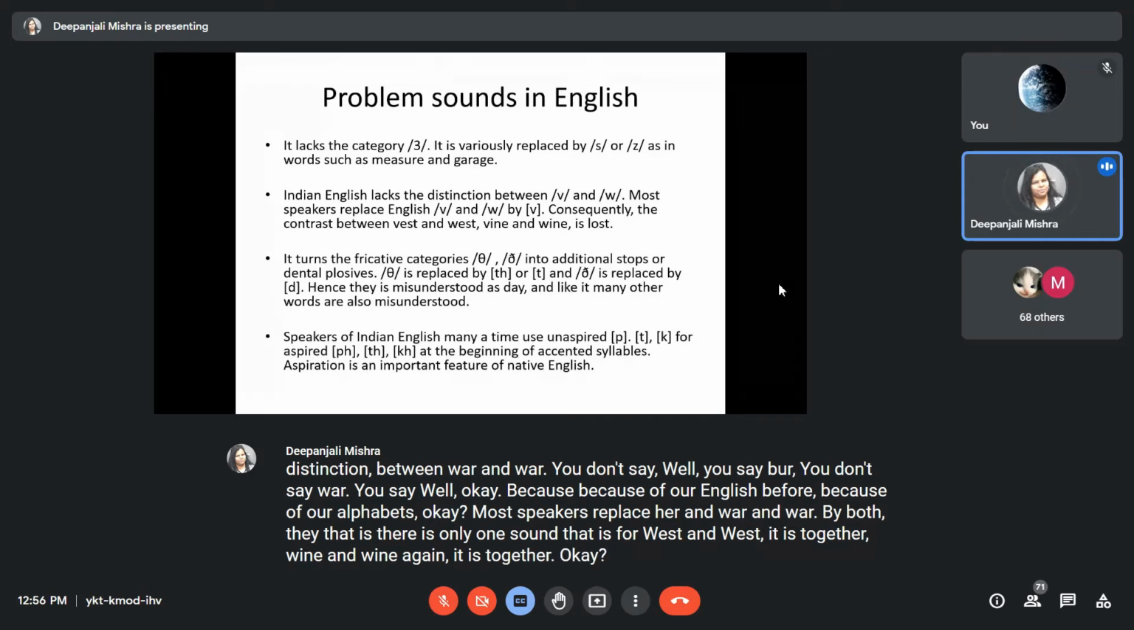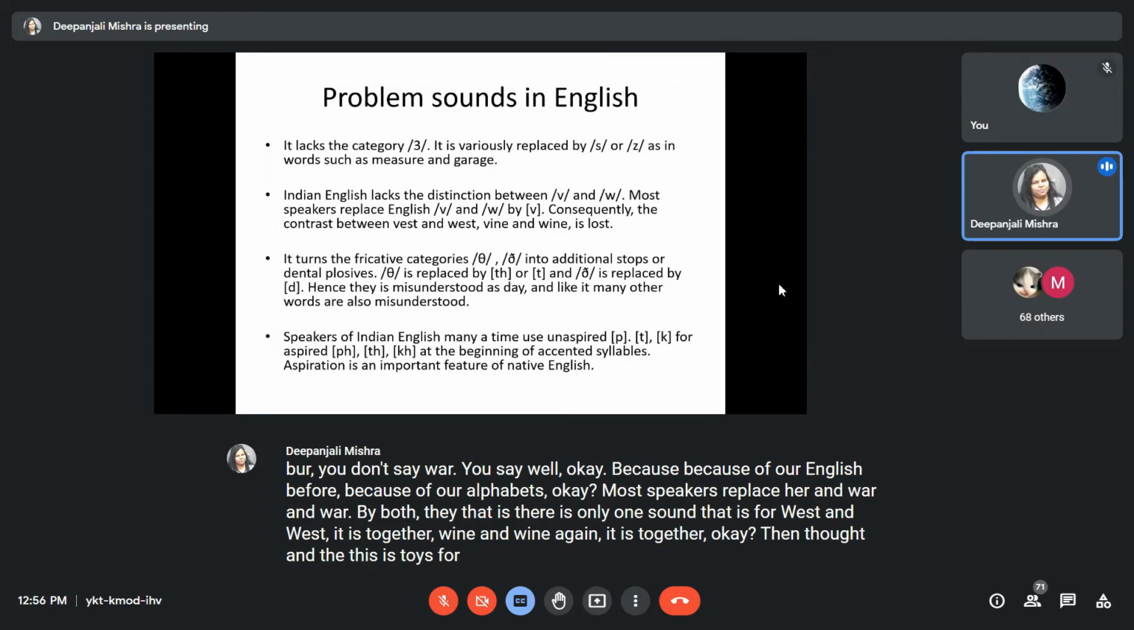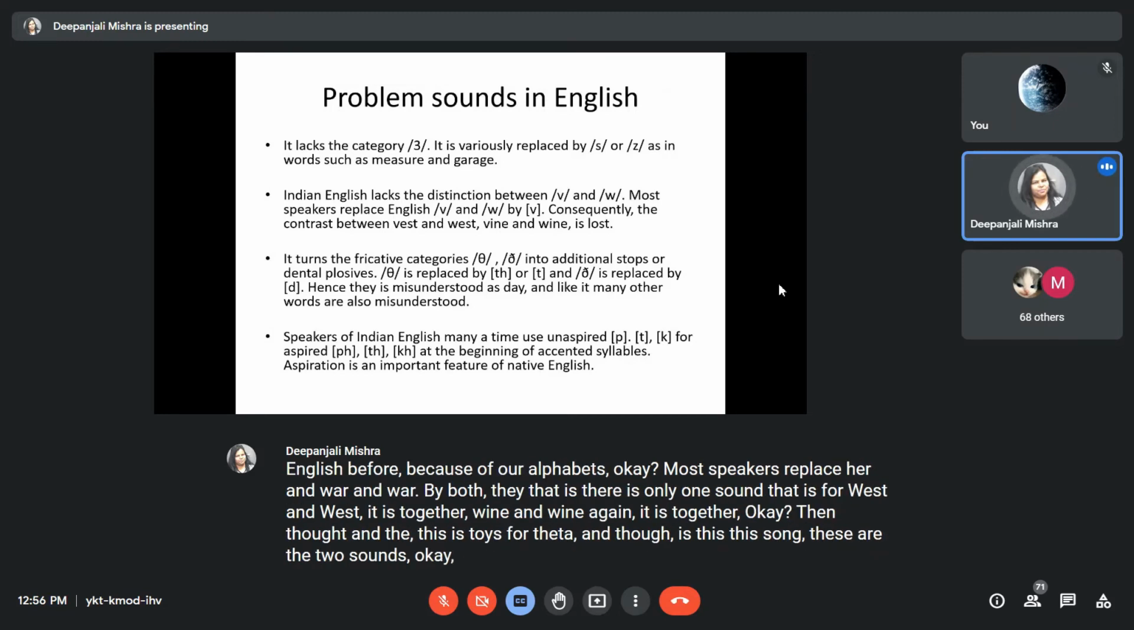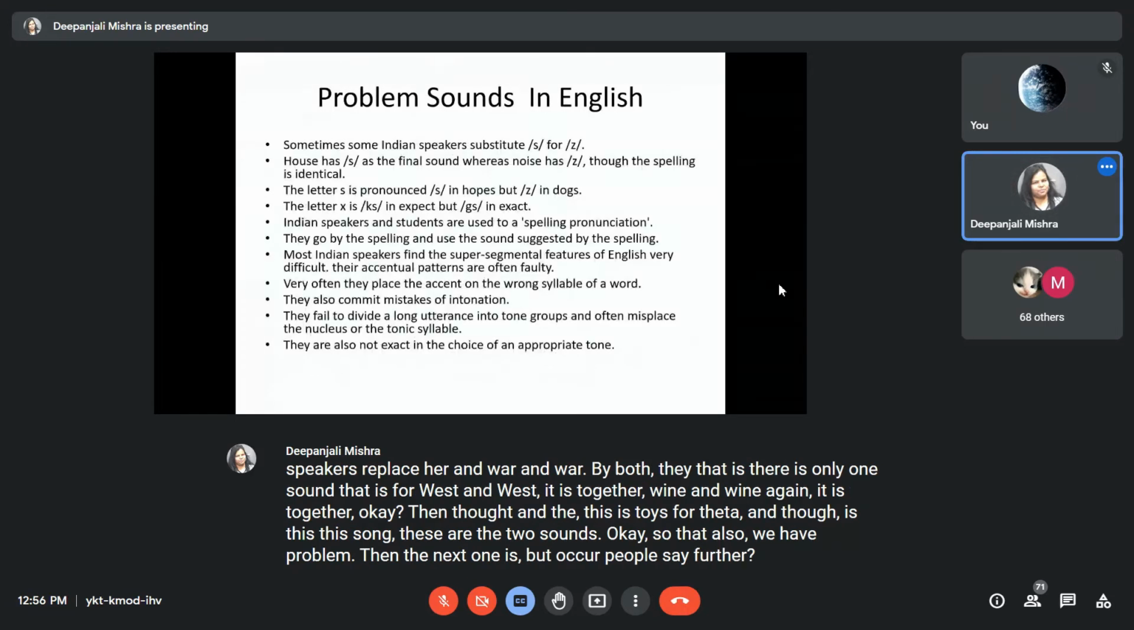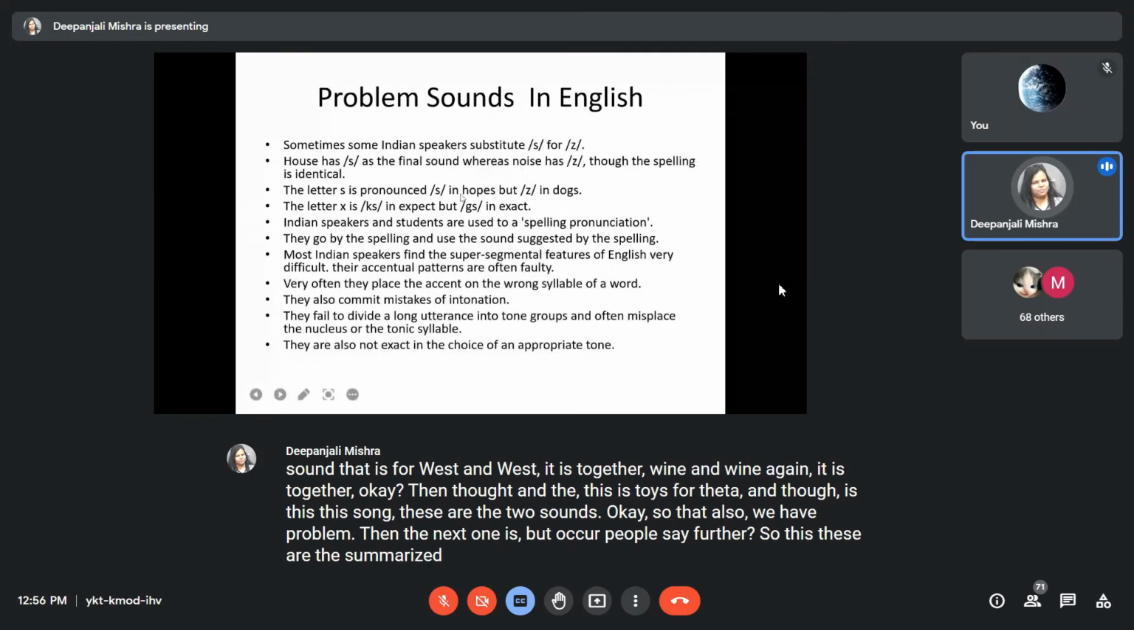Okay. Then th and the. This th is for theta and the is this sound. These are the two sounds. Okay. So that also we have a problem. Then the next one is p-t-k. People say f-t-k. So these are the summarized version.